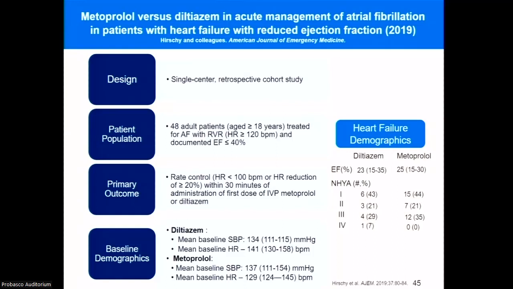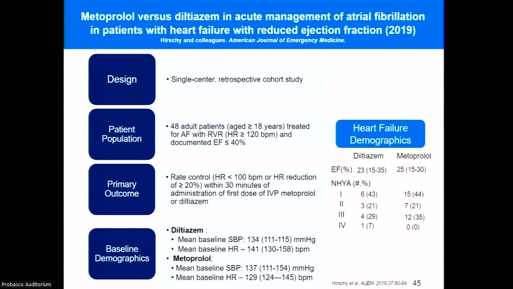So this study was published in 2019 by Hershey and colleagues, kind of challenging this idea on the use of diltiazem in patients with acute atrial fibrillation with HFrEF. So this was a single center retrospective cohort study. They included 48 adult patients that had AFib with RVR and documented ejection fraction less than 40%. Their primary outcome was rate control, so heart rate less than 100 beats per minute, or heart rate reduction greater than 20% within 30 minutes of administration of the IV dose.